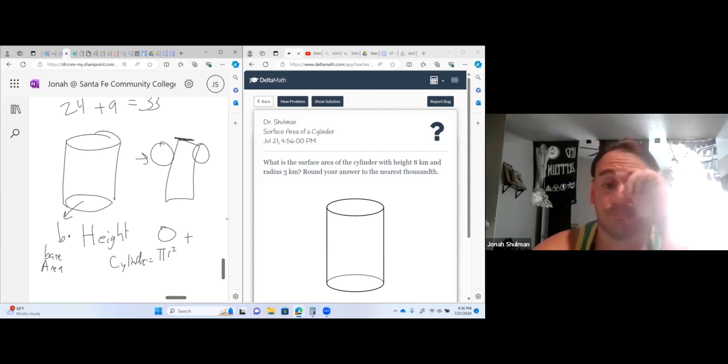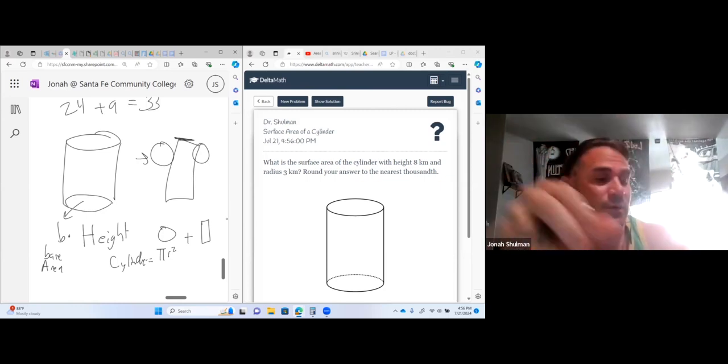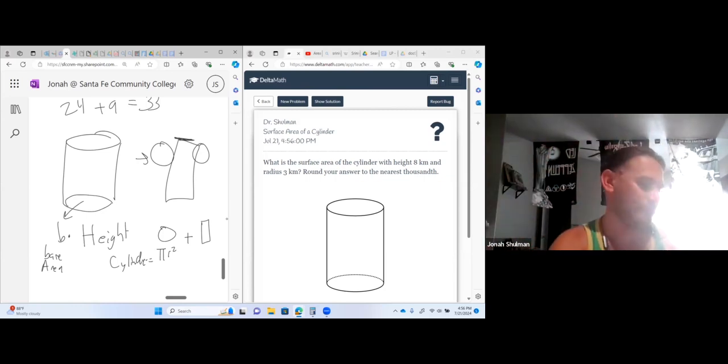plus the rectangle. Now, the rectangle is kind of hard to think about. You have to think about this as like unfolding, like a piece of paper, right? Like a piece of paper unfolding. This is a really good way to visualize it.